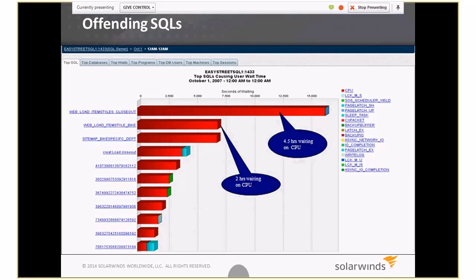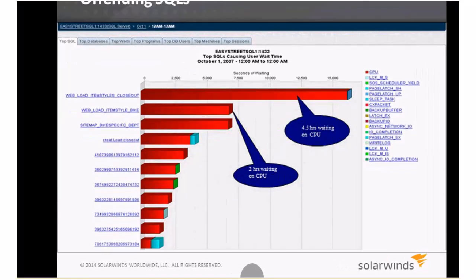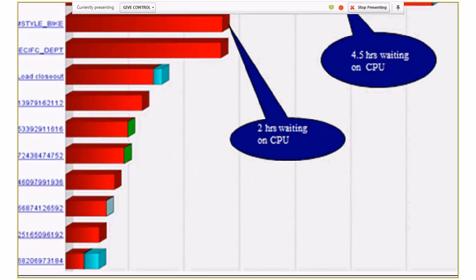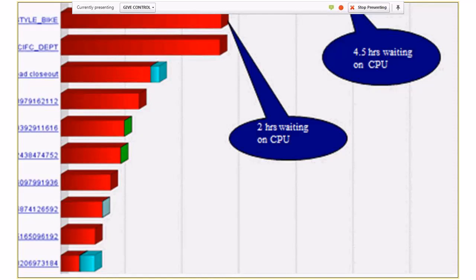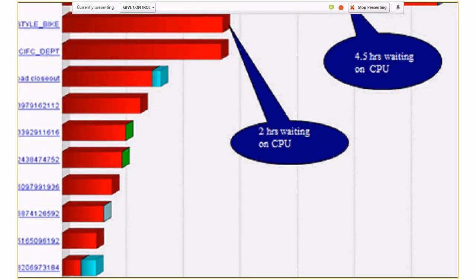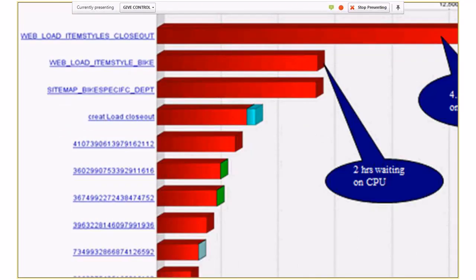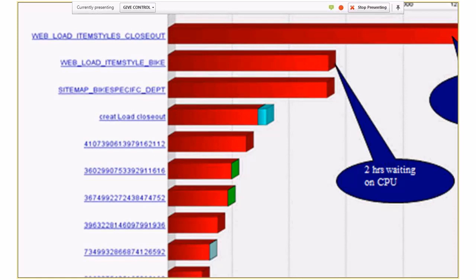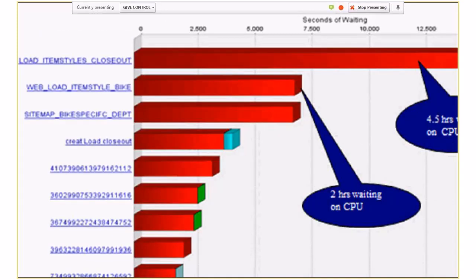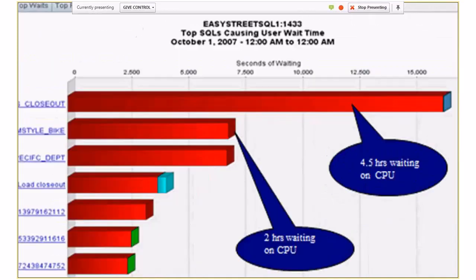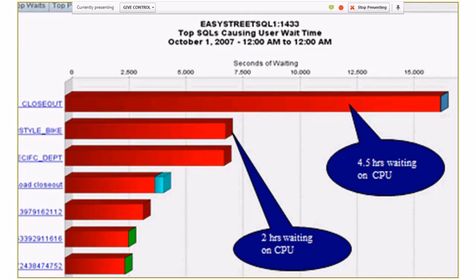When you look here, you can see all what they were running. And the top 2 or 3 SQL statements, basically we're spending 2 hours of CPU time. We were looking at a 24-hour period, but this top one was actually spending 4.5 hours on CPU. Now, that to me looked pretty excessive.